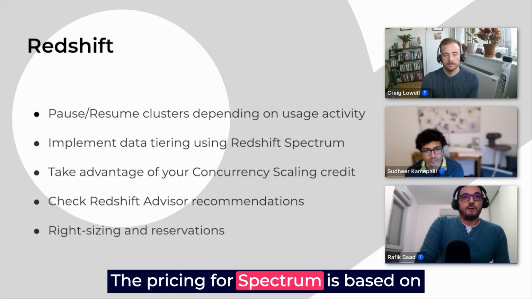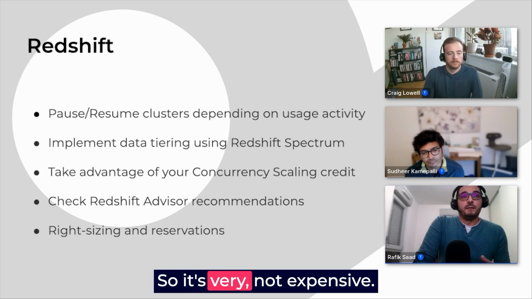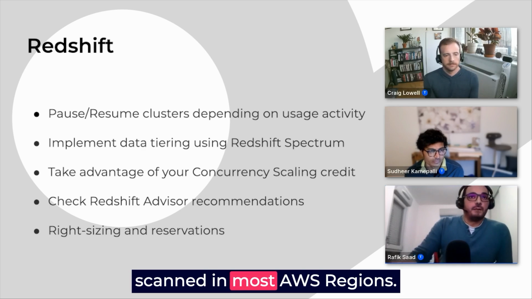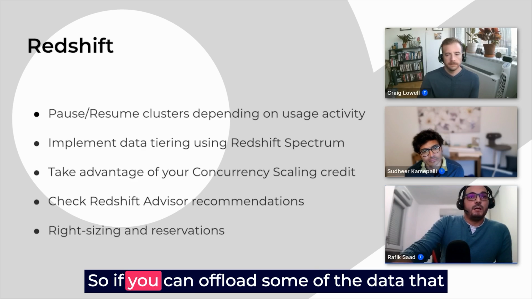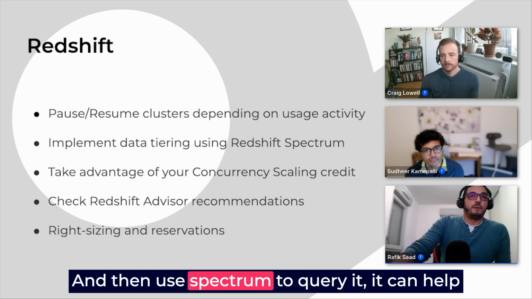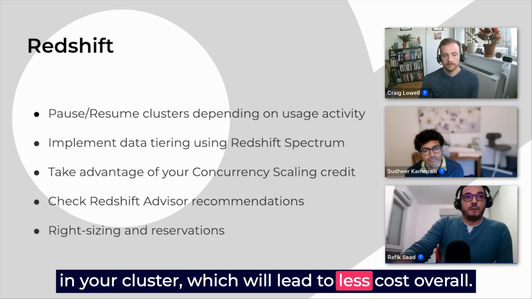The pricing for Spectrum is based on the size of the data that you scan. So it's not very expensive. It's around $5 for every terabyte of data scanned in most AWS regions. So if you can offload some of the data that you have in the cluster and put it in S3 and then use Spectrum to query it, it can help you, let's say, maybe reduce the number of nodes in the cluster, which will lead to less cost overall.